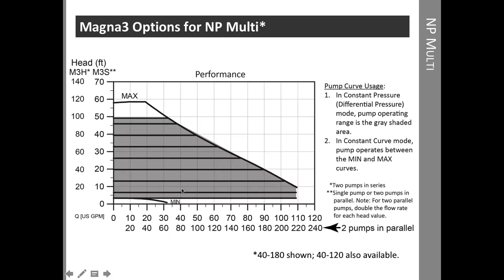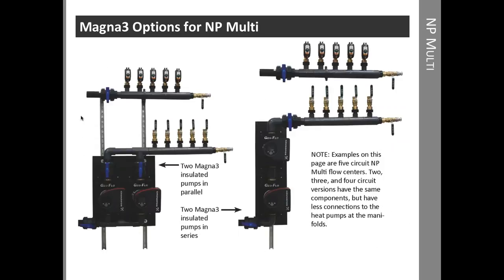If we were to look at a high head application or two pumps in series, we might have, let's say, a 10-ton system, 30 gallons per minute. If we follow that up, we can get just slightly under 100 foot of head. Now, that's not typical. That's kind of high for most systems, but maybe it's a retrofit, or we have very long supply and return lines or something like that. So those are some of the options you have based upon the different configurations.